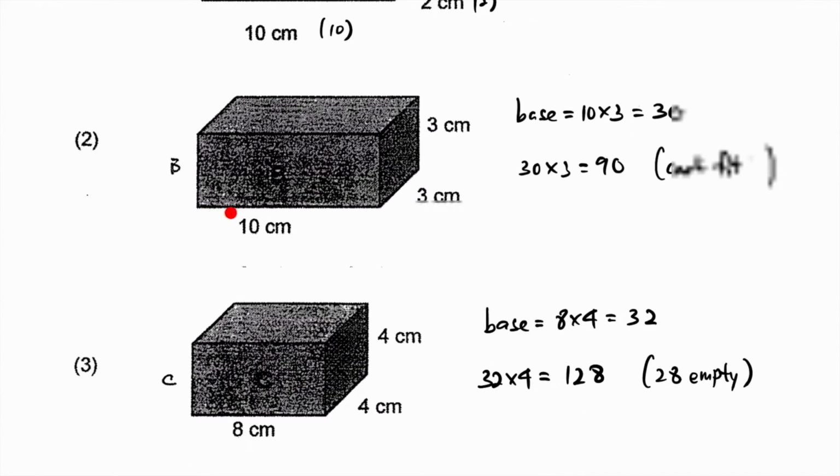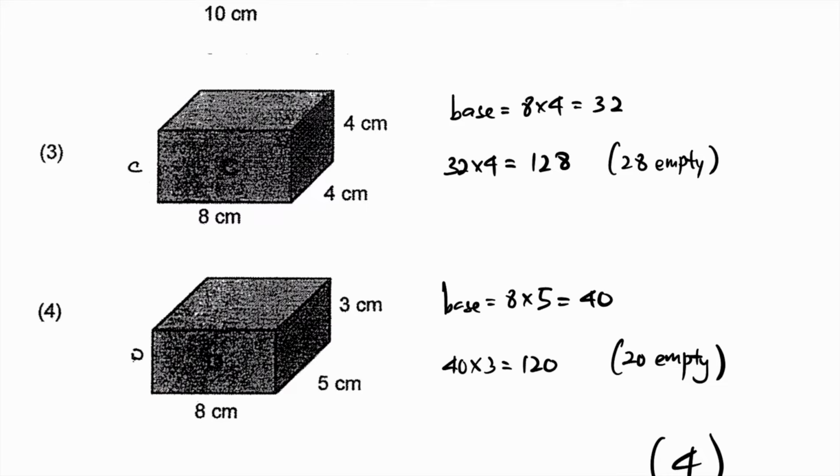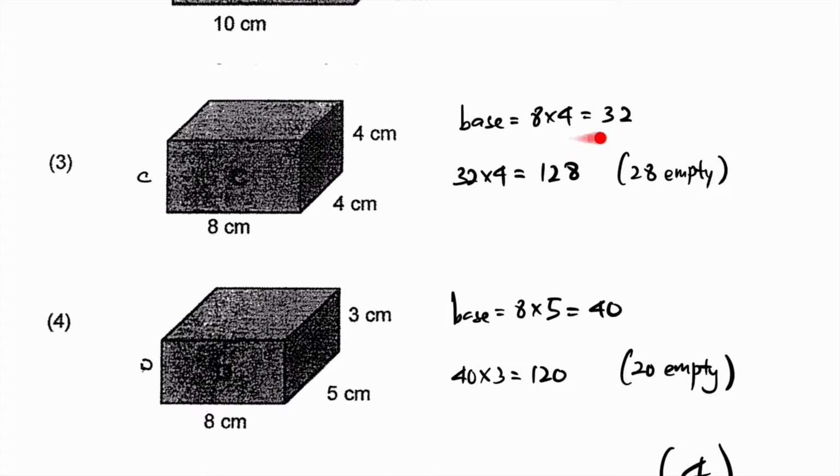Next, the base area therefore is 30. We can fit 30 cubes. But with a height of 3, we can only fit a maximum of 90 cubes. We do want to have 100 though. Next, while the base area here is 32, we can fit 32 cubes, and with a height of 4, we can fit 128 cubes, which means 28 cubes worth of space empty.